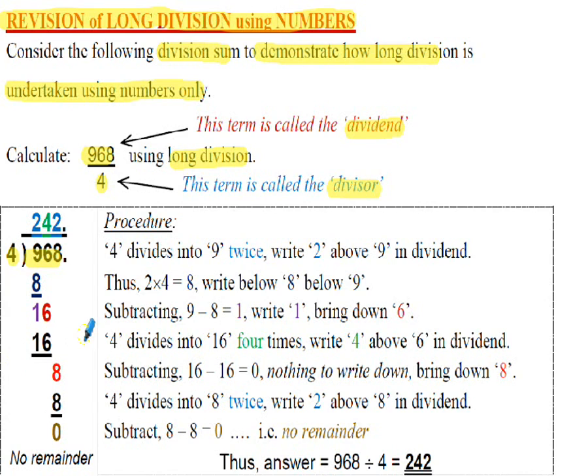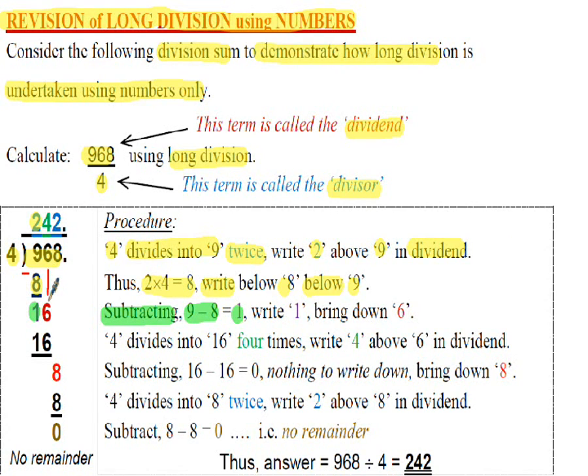What we do first of all is say how many times does 4 divide into 9. It goes twice, 2 times 4 is 8. So we write the 2 above the 9 in the dividend. There's the 2. So we know that 2 times 4 is equal to 8, so we write the 8 below the 9 in the dividend. Now we're going to subtract the 9 and the 8. Subtracting, 9 minus 8 is equal to 1, so we write the 1 here.